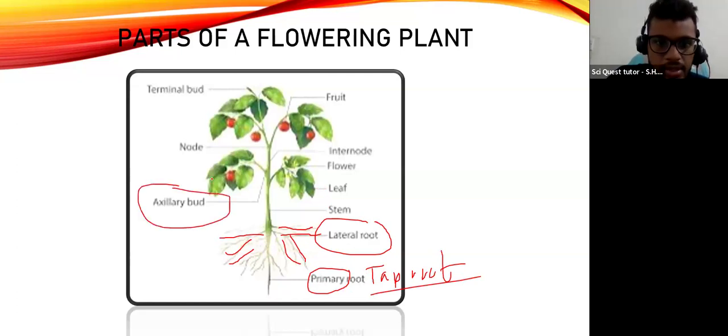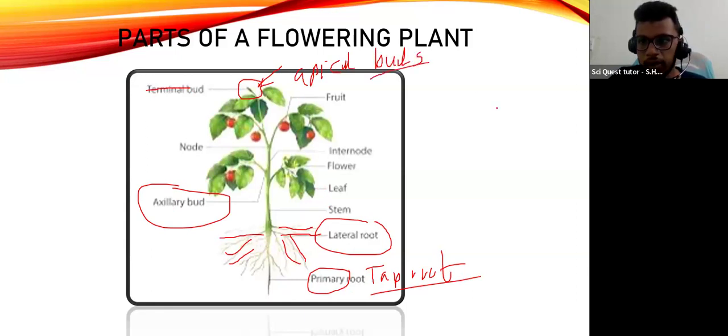Axillary buds, that's the lateral buds, and apical buds are also there. Apical buds are only the terminal buds, in other terms. Don't get confused with these names; they give different names. Apical buds are there.